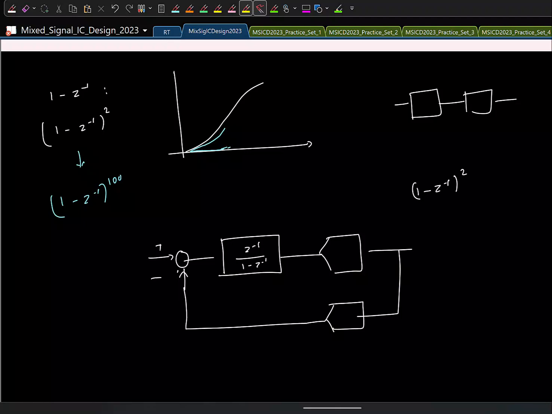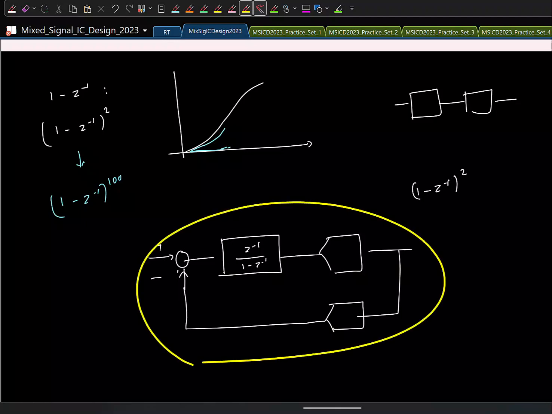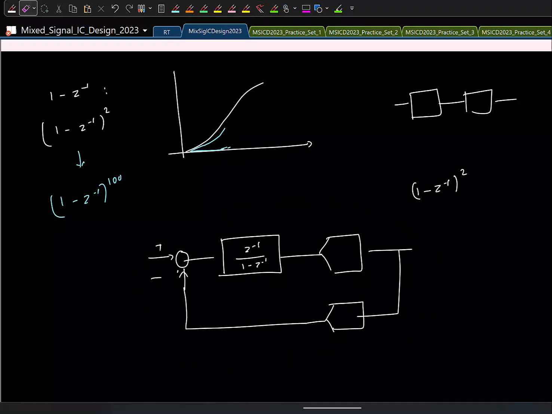What exactly has to be changed? Which of these blocks here has to change? This integrator must not be an integrator, it should be something. I'll call it some general L of Z. Okay, and this is often called the loop filter, again for obvious reasons.